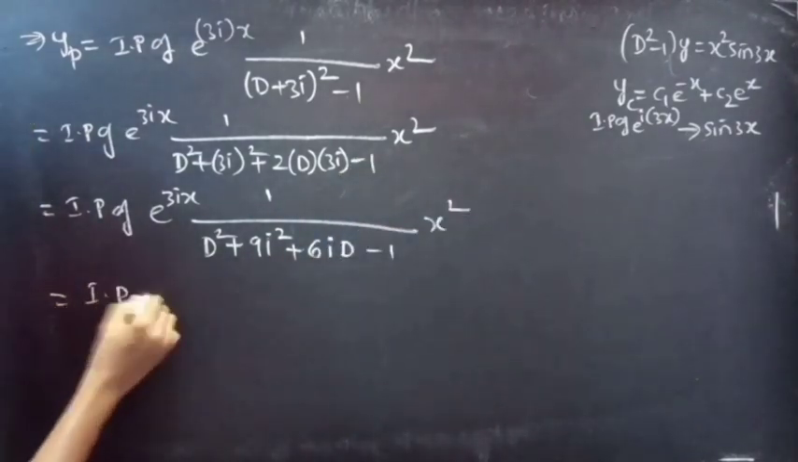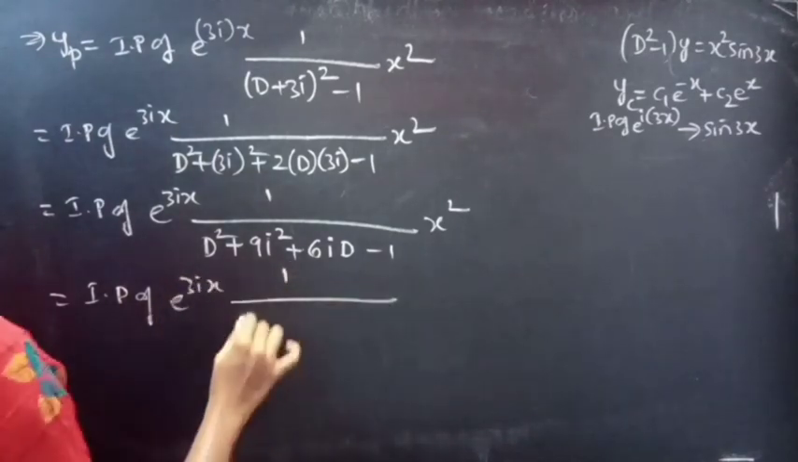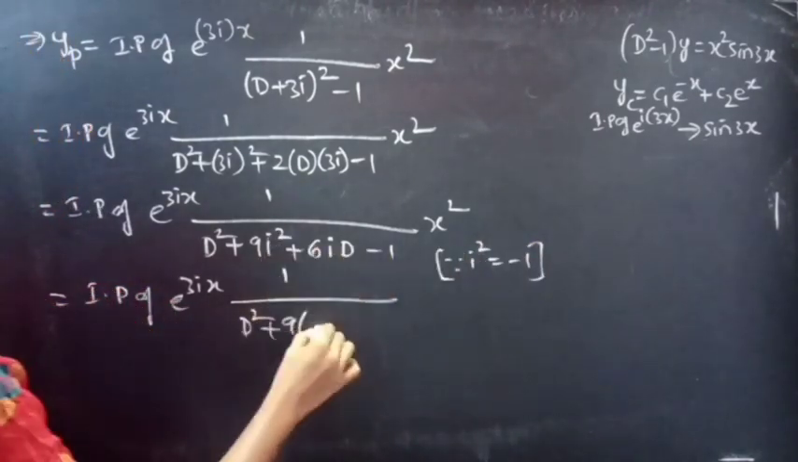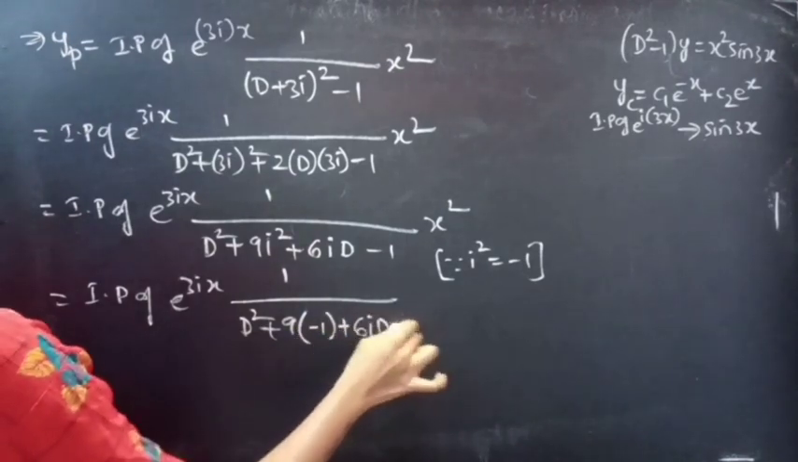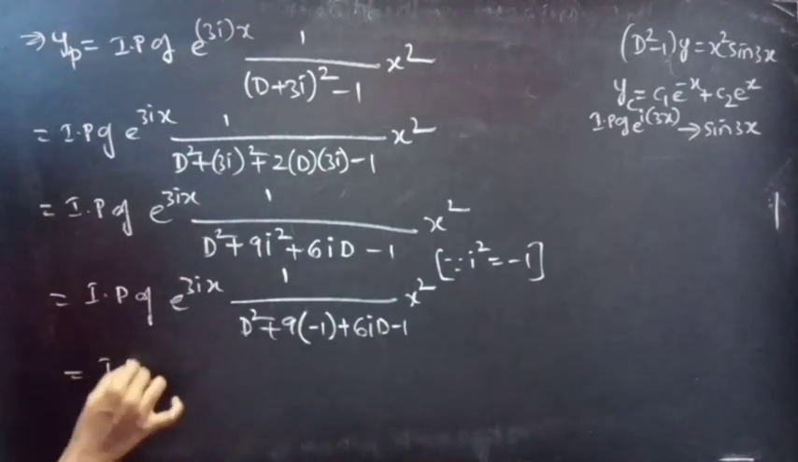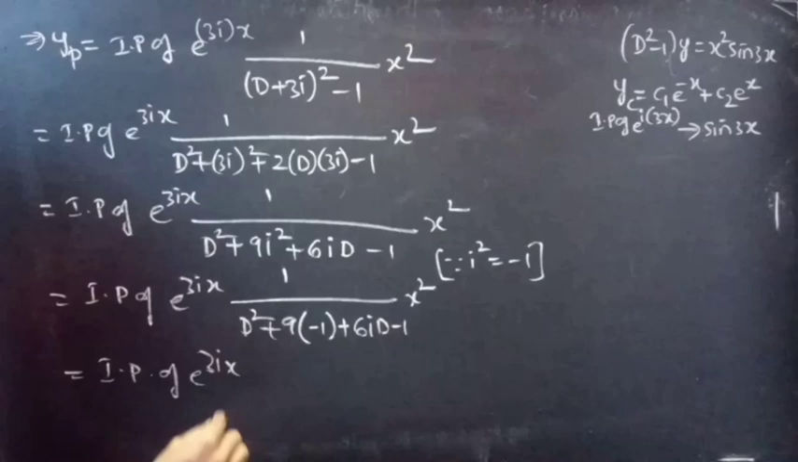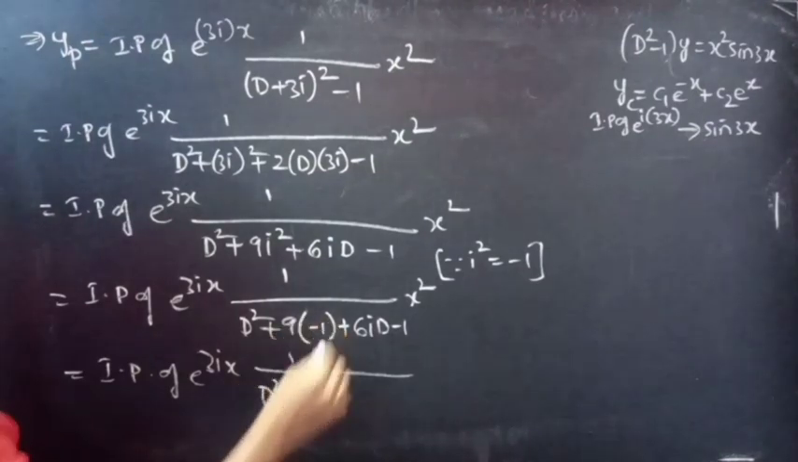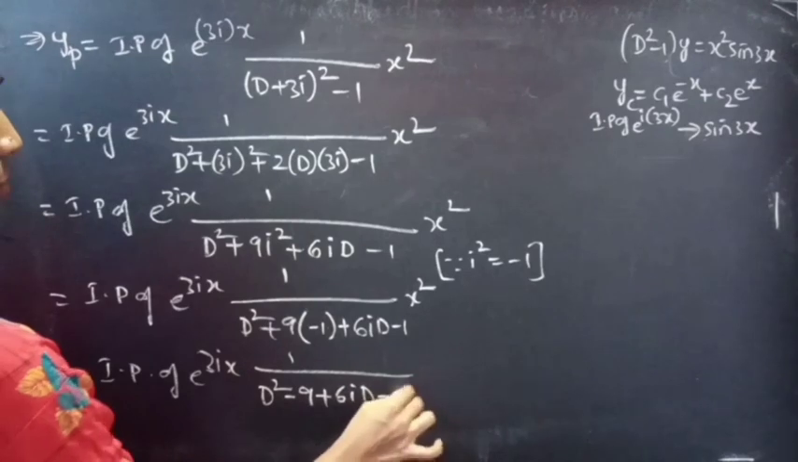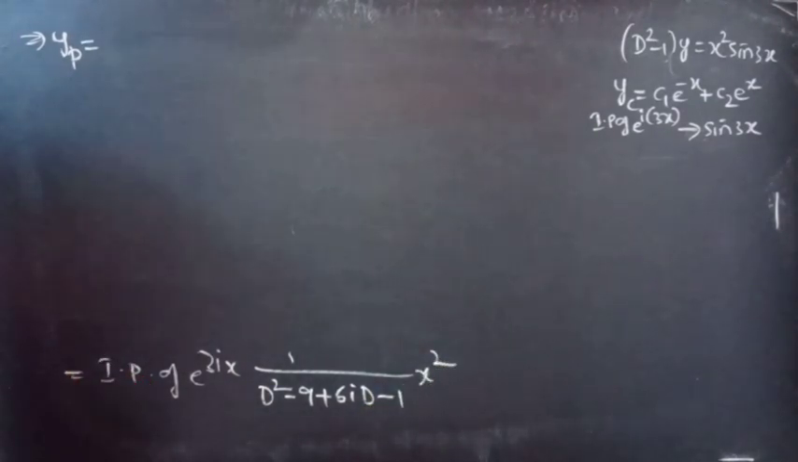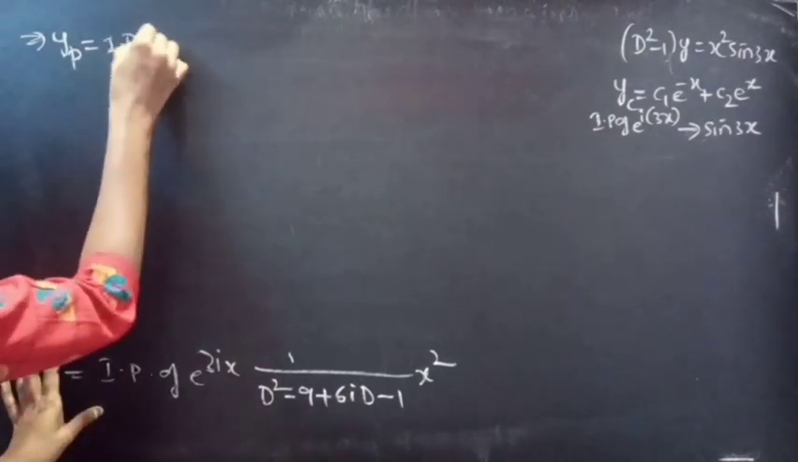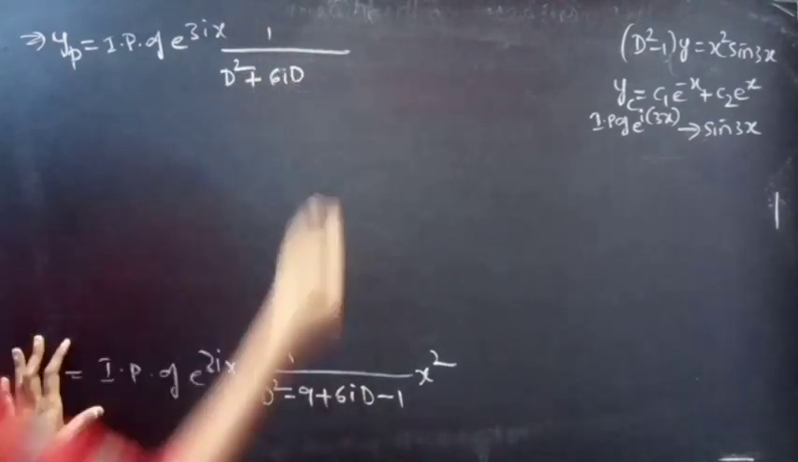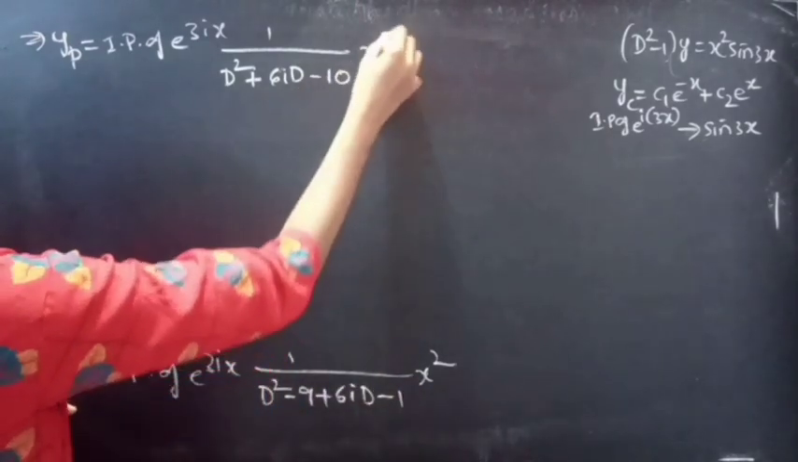This is equal to the imaginary part of e^(3ix) into 1 by D² + 9 into, since we know that i² equals minus 1, replace i² by minus 1 here, plus write the remaining terms as they are into x², equals the imaginary part of e^(3ix) into 1 by D² plus 6iD, minus 9 minus 1 is minus 10, into x², right?